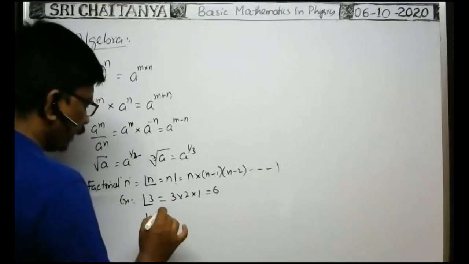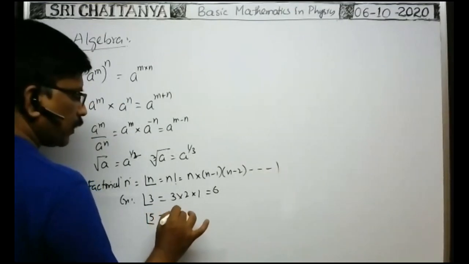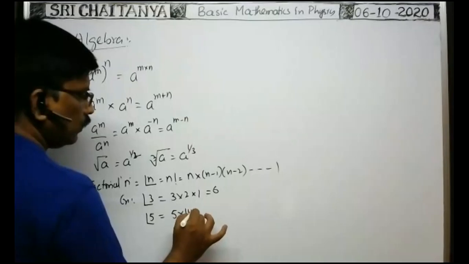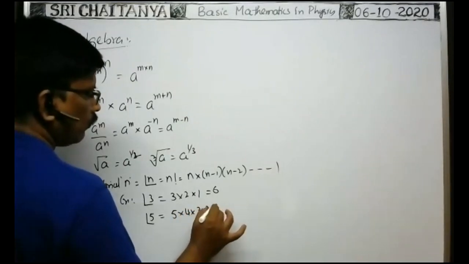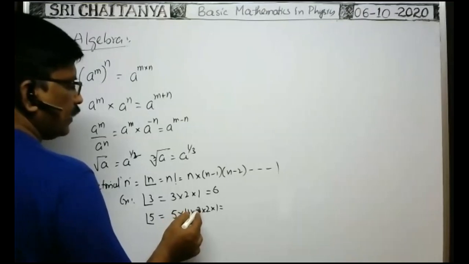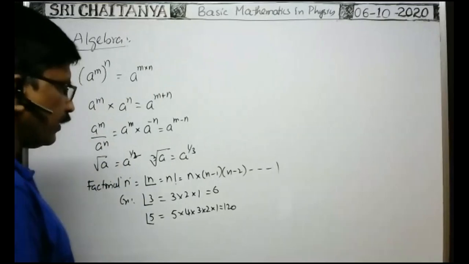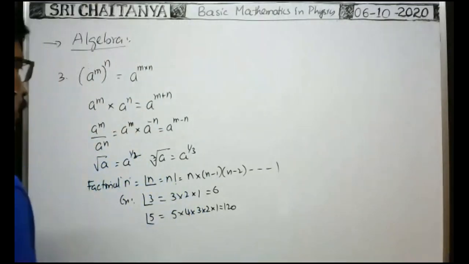Similarly, factorial 5 is there. Factorial 5 means 5 into, we have to reduce the number by 1 and we have to write here. 4 into, 3 into, 2 into, 1. So what is the value? 5 4s are 20. 20 into 3, 60. 60 into 2, 120. So 120 is the factorial 5 value. In this way, we can write factorial 5.